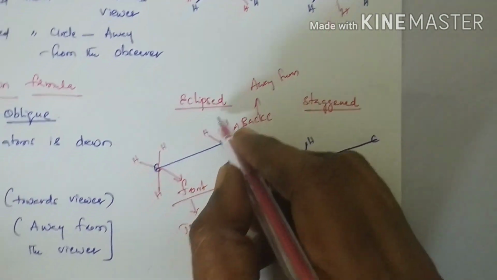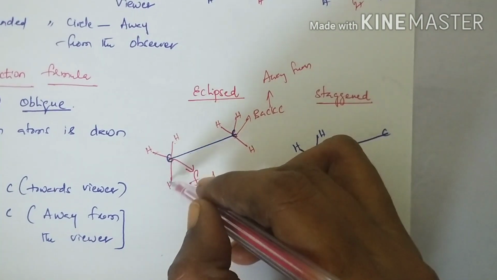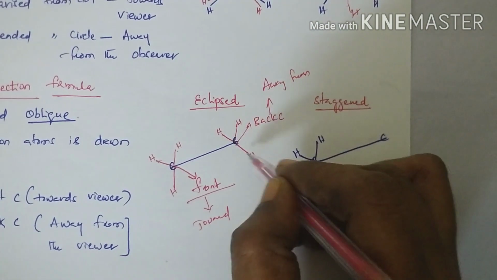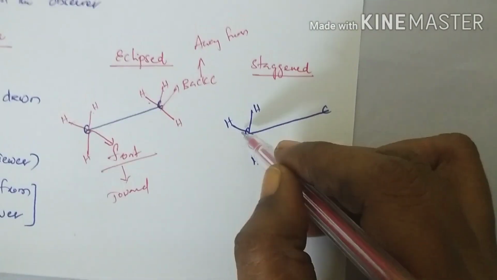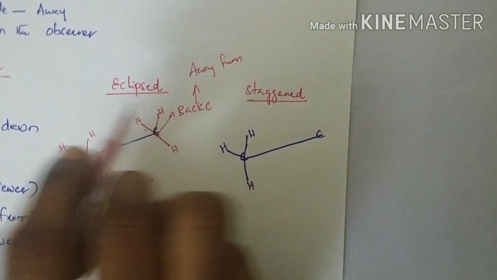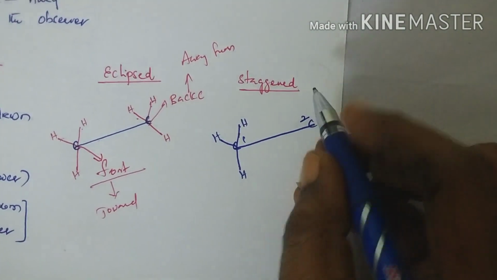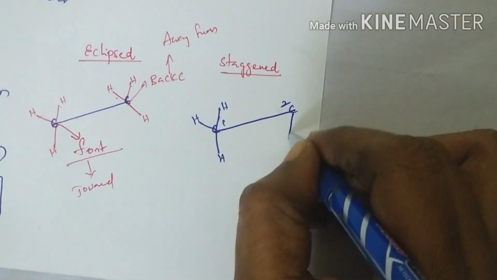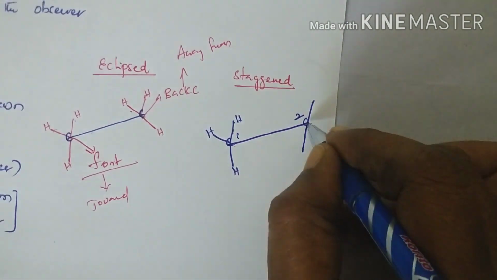Now coming to eclipsed. Eclipsed is nothing but the first carbon alignment is exactly similar to the second carbon alignment. Now coming to staggered. Here the first carbon alignment is just opposite to the second carbon alignment. This is the exact opposite of the first carbon alignment.